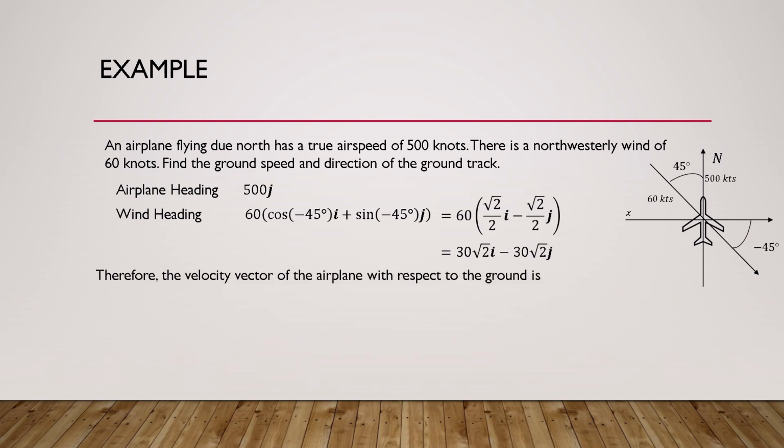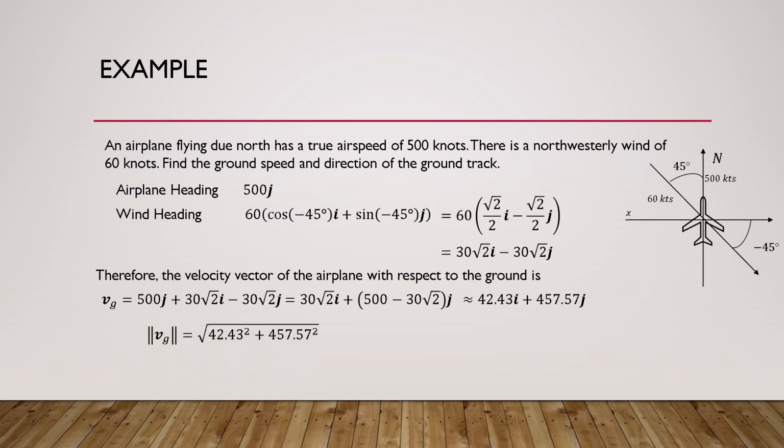Therefore, the velocity vector of the airplane with respect to the ground is v_g equals 500j plus 30 root 2 i minus 30 root 2 j, which equals 30 root 2 i plus the quantity of 500 minus 30 root 2 j, which calculates to approximately 42.43i plus 457.57j. The magnitude of v_g equals the square root of 42.43 squared plus 457.57 squared, which calculates to approximately 459.63 knots.